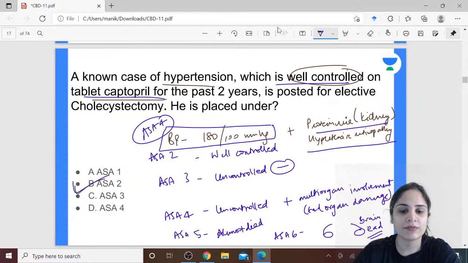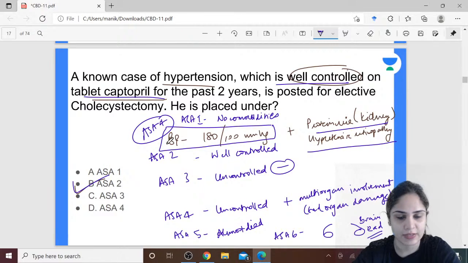And then the only one that you have left is ASA status 1. ASA status 1 is someone with no comorbidities, not pregnant, not a smoker, alcoholic, none of them. So that is our easy way of remembering ASA classification.